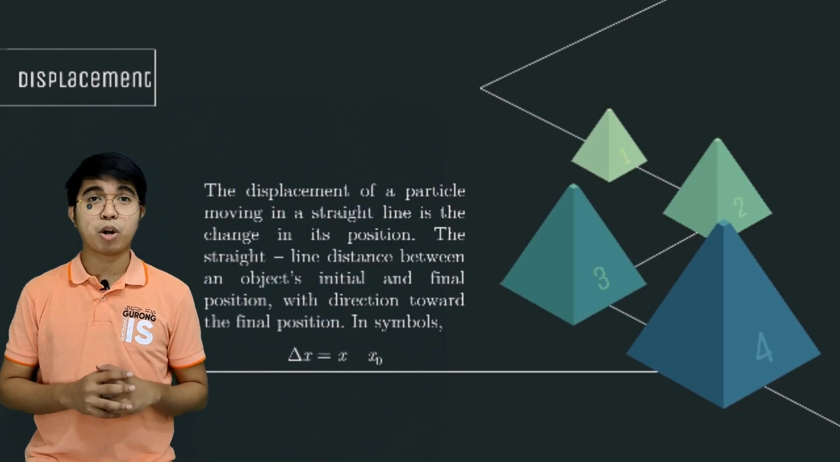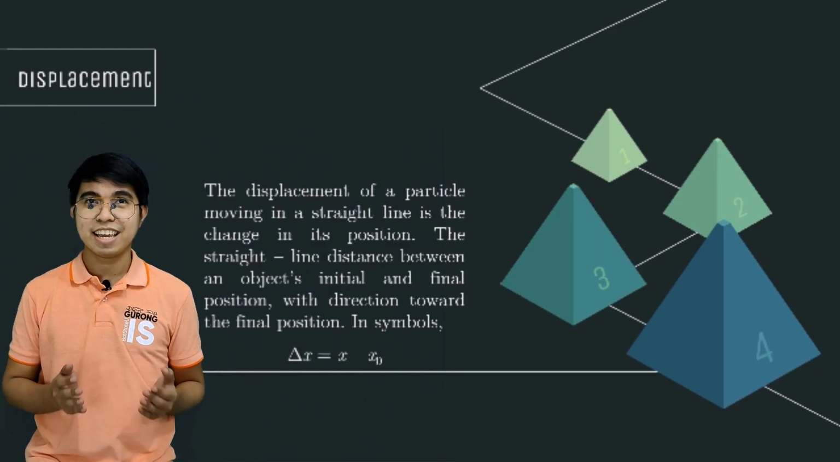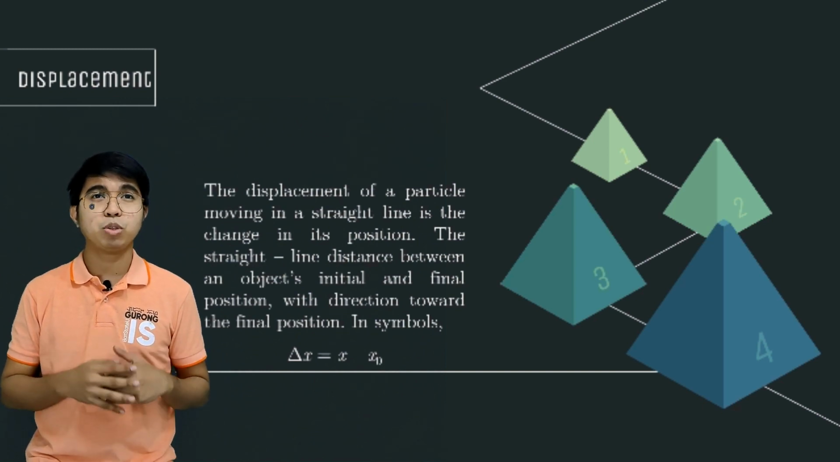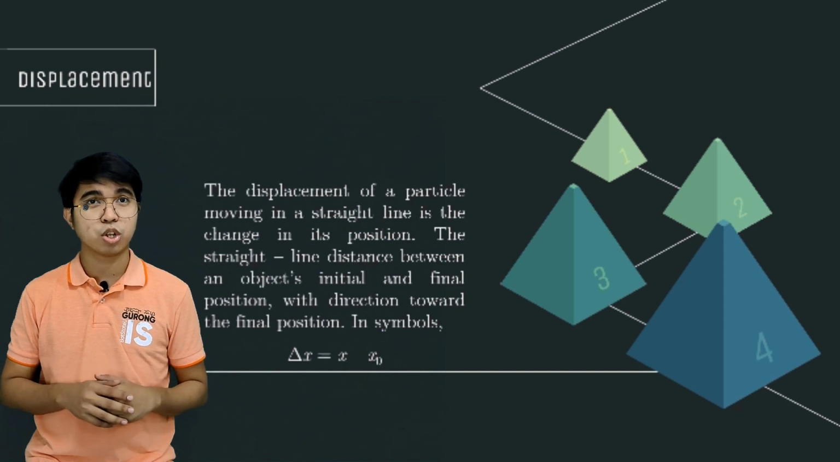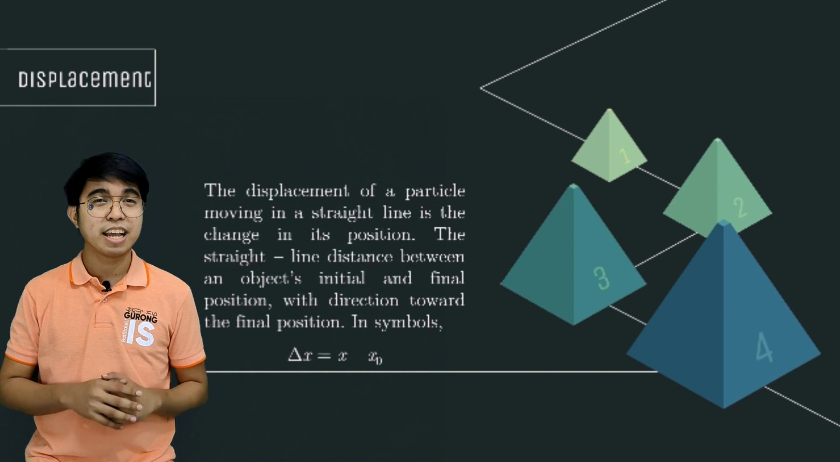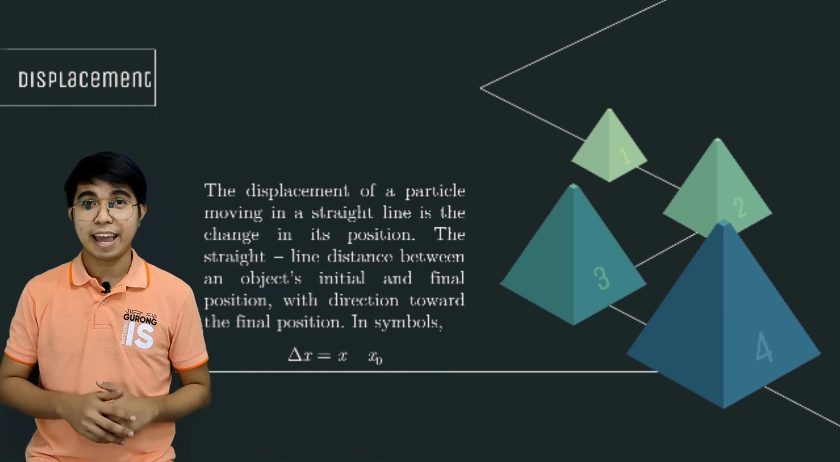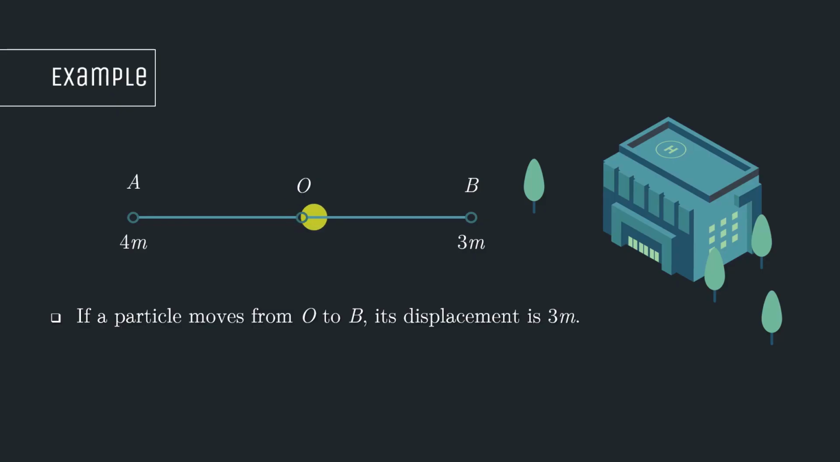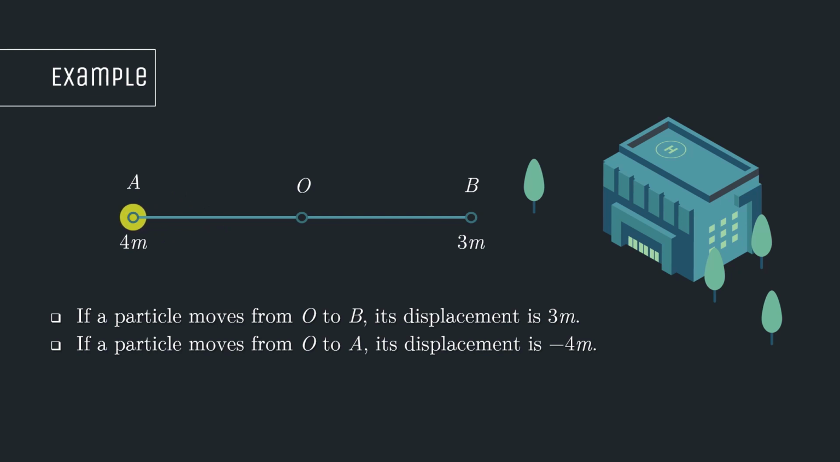The displacement of a particle moving on a straight line is the change in its position. It is the straight line distance between an object's initial and final position, with direction toward the final position. In symbols, delta x is equal to x minus x sub 0. For example, if a particle moves from point O to point B, its displacement is 3 meters. If a particle moves from point O to point A, its displacement is -4 meters.